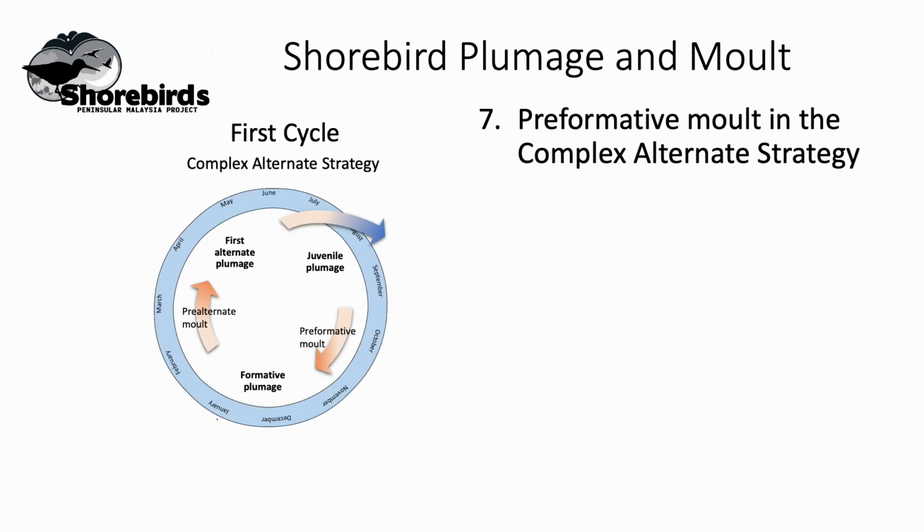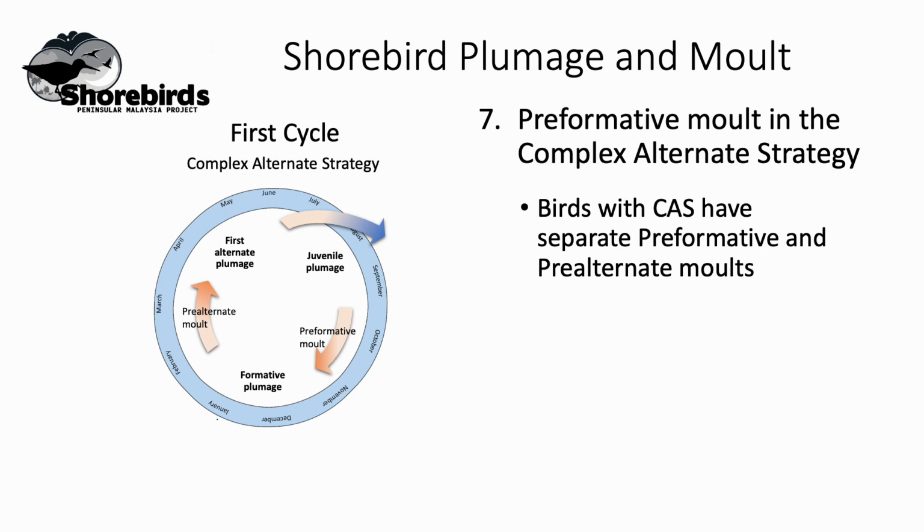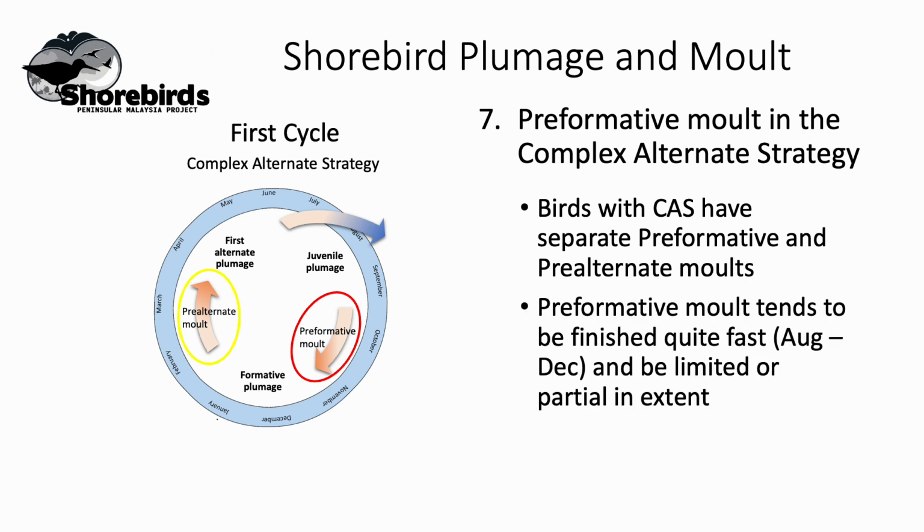So now we're going to look at preformative molt in the complex alternate strategy. Remember that the complex alternate strategy, the CAS, has two distinct additional molts in the first cycle, preformative molt and then pre-alternate molt. So birds with CAS have separate preformative and pre-alternate molts. And preformative molt tends to be finished quite fast, typically between August and December, and to be limited or partial in extent, usually not including many flight feathers.